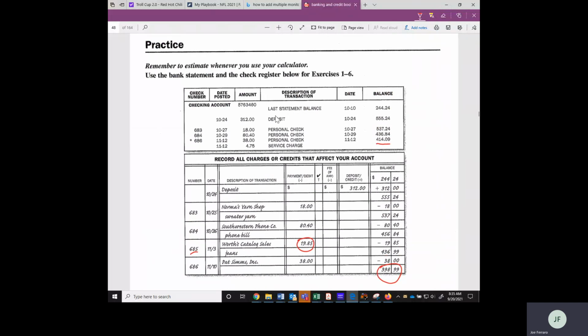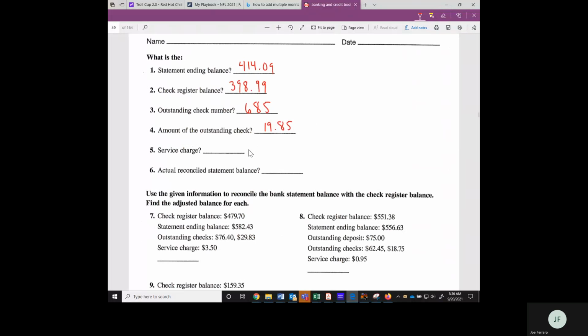Okay. Was there a service charge? We look at the bank statement. Service charge is $475. So yes, and we put the amount, $475. Now they want to see what is the reconciled statement balance.